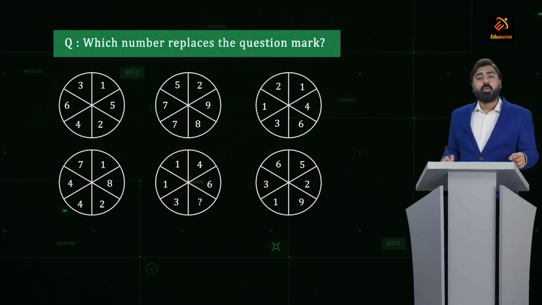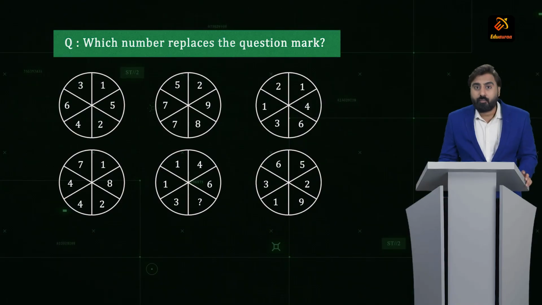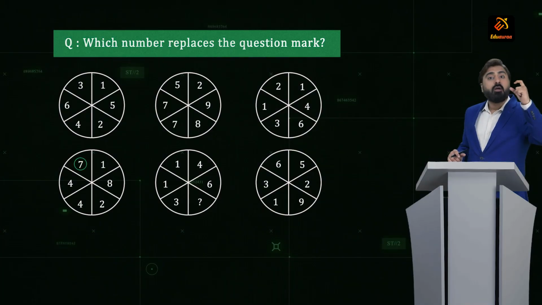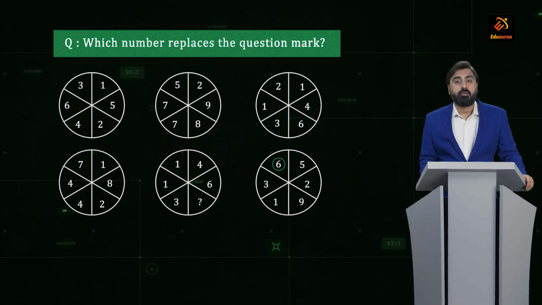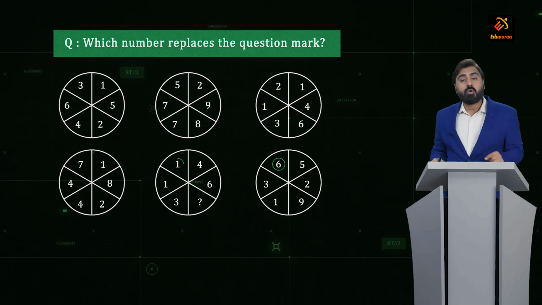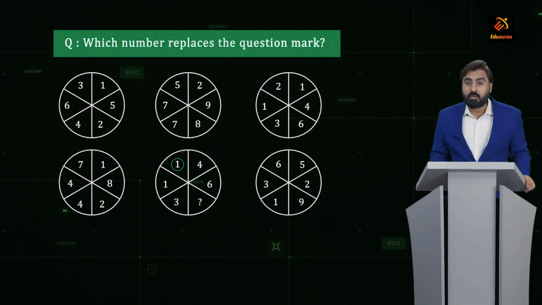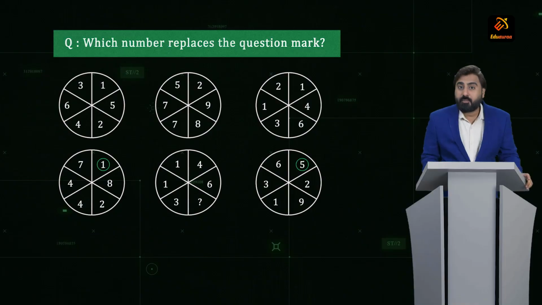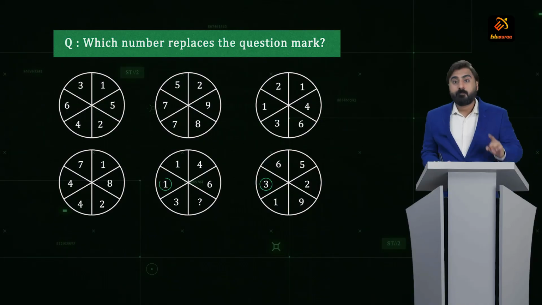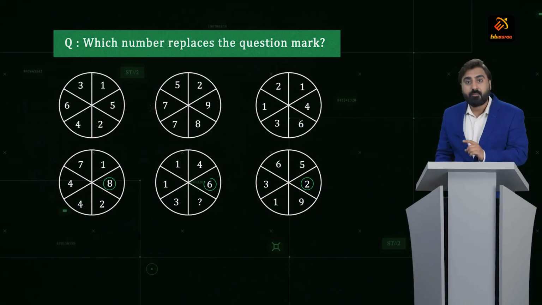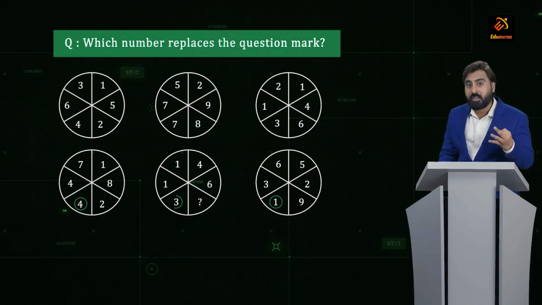Now consider the circles which are in the second row. 7 in the bottom left and 6 in the bottom right. When you subtract, you get the number which is in the center circle. 1 and 5, when you subtract, you get the number in the center of the circle, which is 4. Similarly, 4 and 3, when you subtract, you get 1. 8 and 2, when you subtract, you get 6. 4 and 1, when you subtract, you get 3. And 2 and 9, when you subtract, you get 7. So the missing number is 7 here.